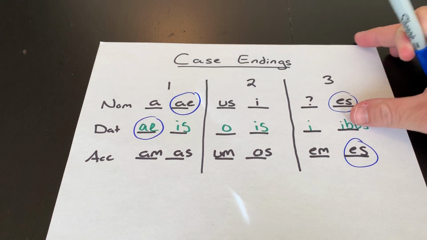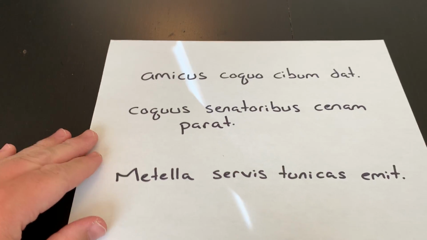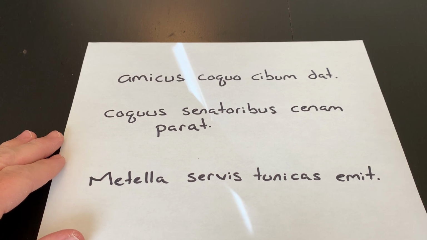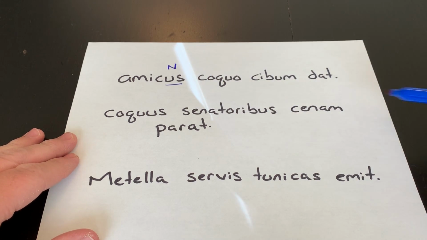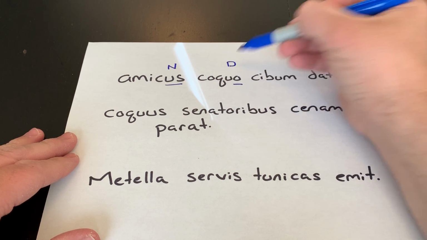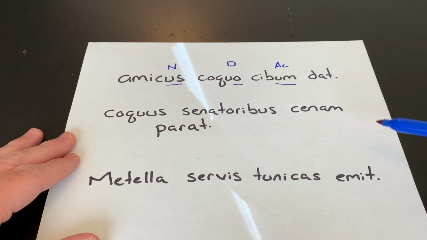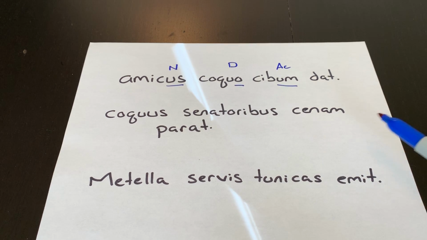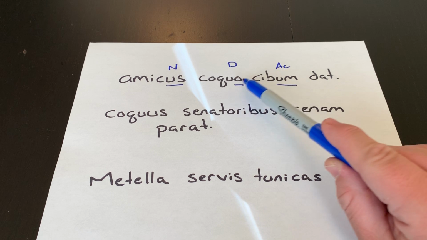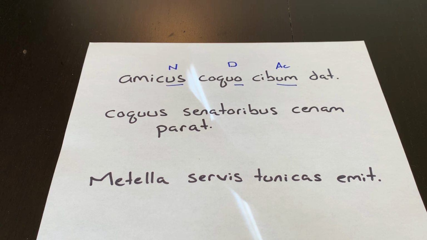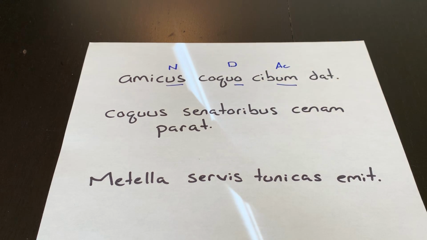So let's look at a couple sentences that have a dative. Okay. So the first one, amicus quoque quibum dat. Okay, so we have amicus is our nominative, quoque is our new dative ending, and quibum is our accusative. So the translation for this one would be, the friend gives food to the cook. Okay, there's our dative, 2 or 4. The friend gives food to the cook.